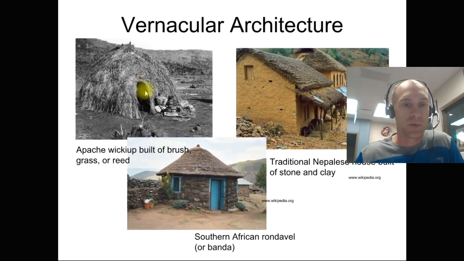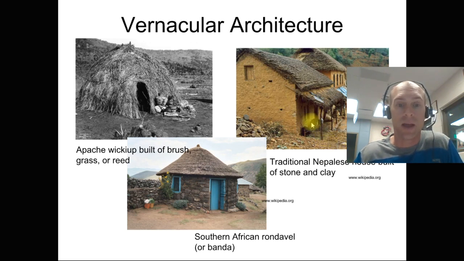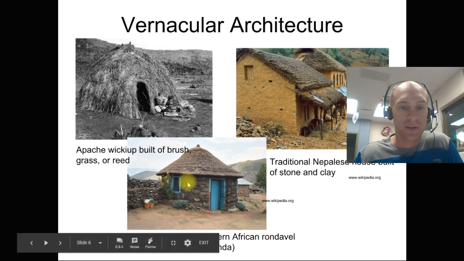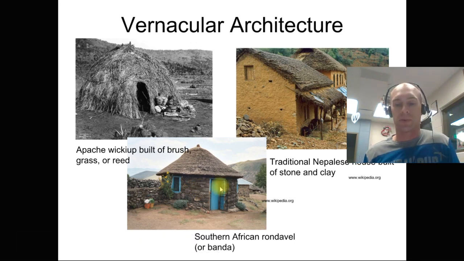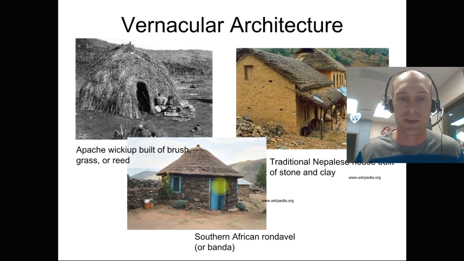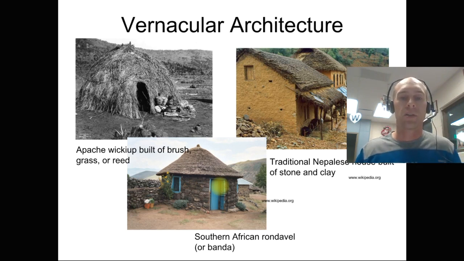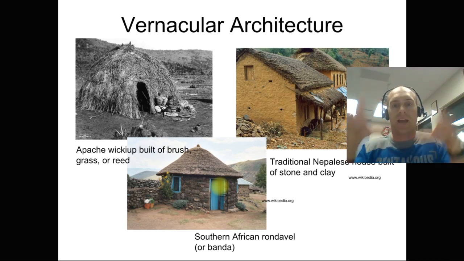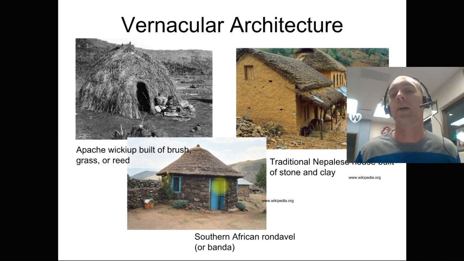Here's a couple. Here's an Apache one built with grasses. Nepalese house, stone and clay, that's what they have available. In Africa, they have this stone one. Here's a southern Africa. Even in the plains in America, all they had was just sod, just grass. There was no forests around. We planted a lot of the trees in the Great Plains. So they would just cut sod blocks out and stack them on top of each other, and then boom, you have a house made out of grass or sod and dirt.